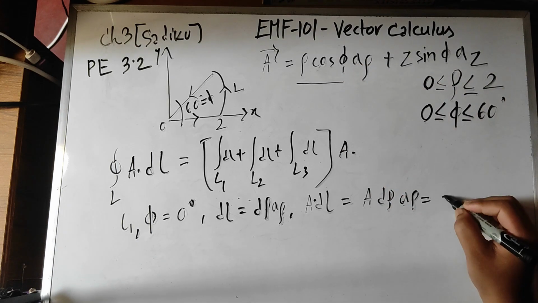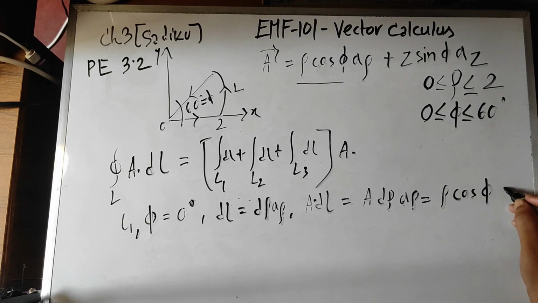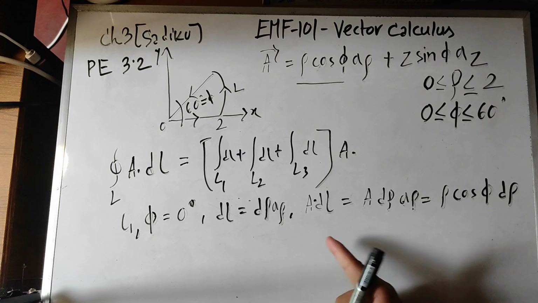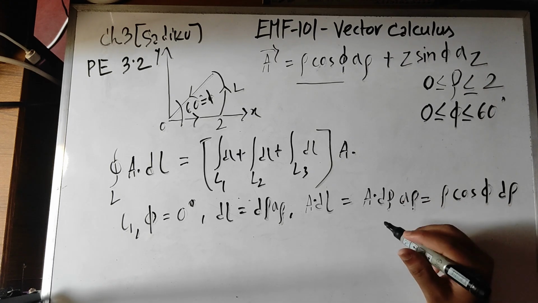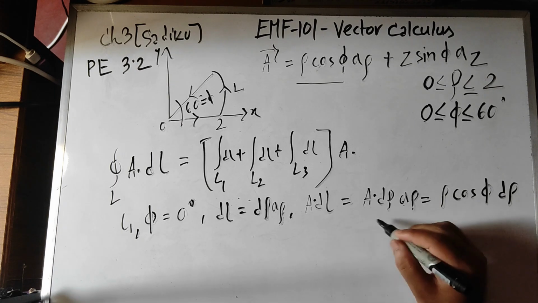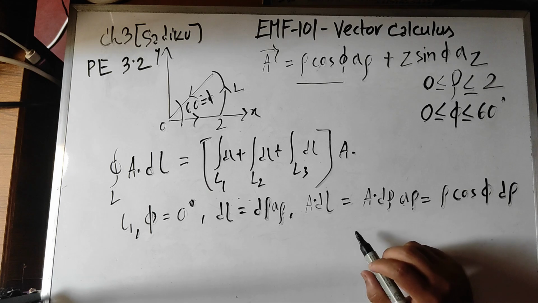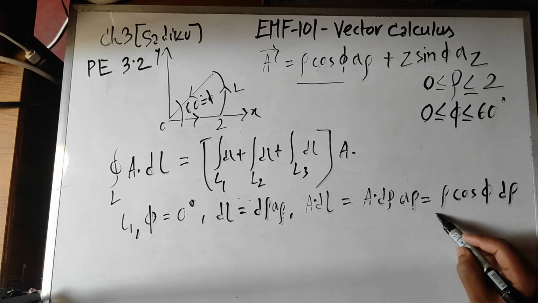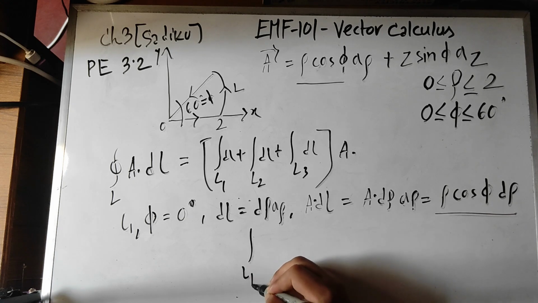So we are going to take rho cos phi d rho, because we are doing a scalar multiplication to get the tangential part, and we got our terms. Now let's integrate this along path L1.